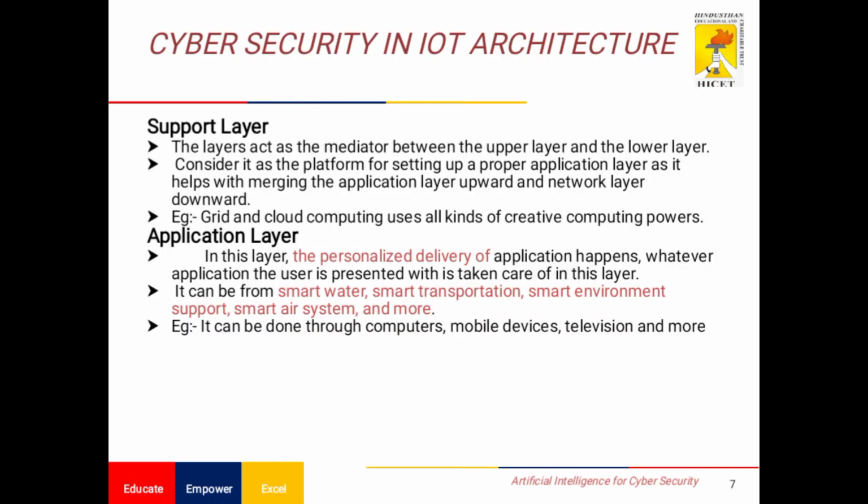From bottom to top, the third layer is called the support layer. This layer acts as the mediator between the upper layer and the lower layer. Here the lower layer is the perception layer and the upper layer is the application layer. Consider it the platform for setting up a proper application layer, as it helps merge the application upward and the network layer downward. For example, grid and cloud computing provide all kinds of computing power. The last one is the top layer, the application layer. In this layer the personalized delivery of applications happens, whatever application the user is presented with. It can be smart water, smart transportation, smart environment, smart air systems and more. For example, it can be accessed through computers, mobile devices, televisions and so on.